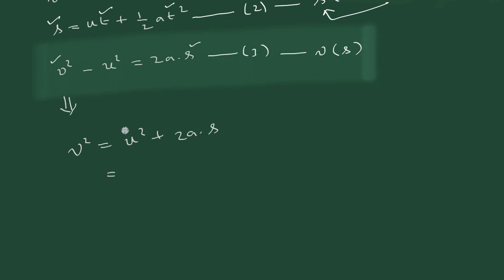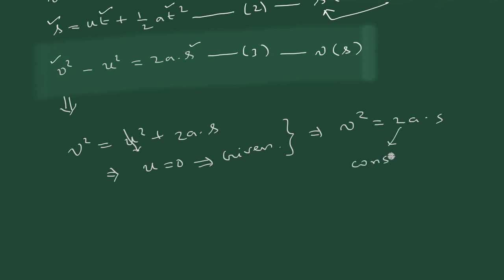And what is the value of the initial velocity? U equal to 0. So this is given here. Since this is given, what will happen? This entire thing gives you that v square should be equal to 2a into s. But 2 is a constant. Acceleration is a constant. Now this is the point which is important.